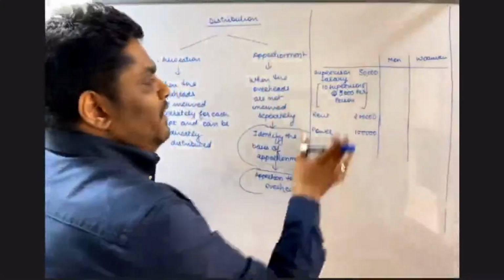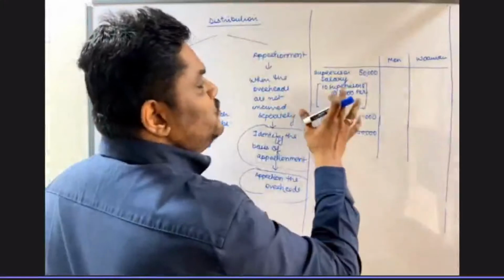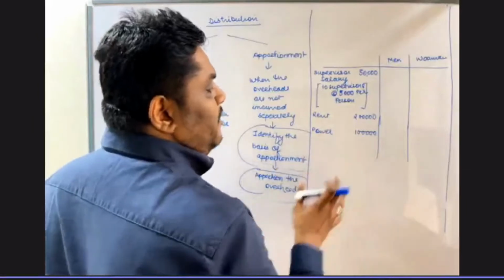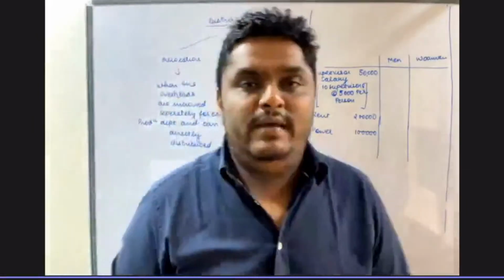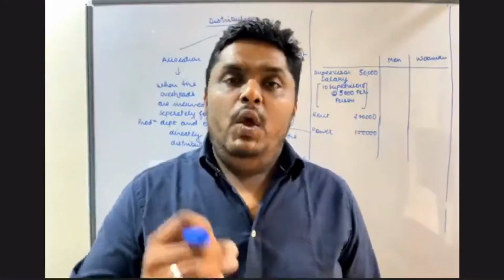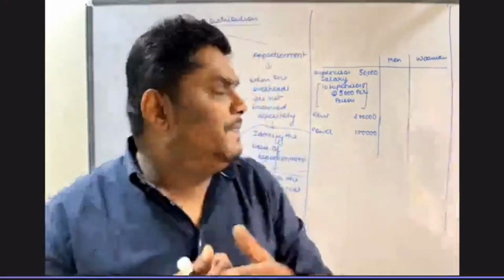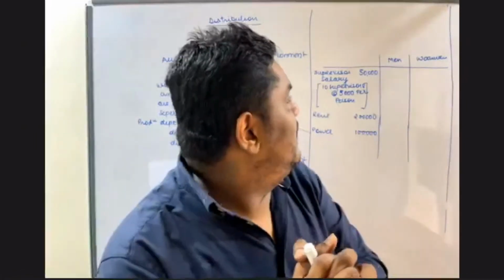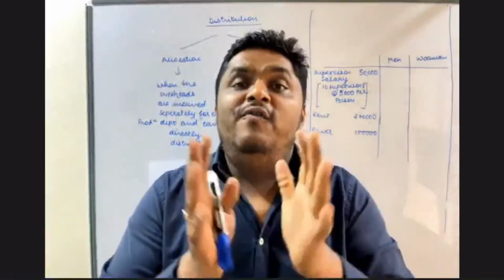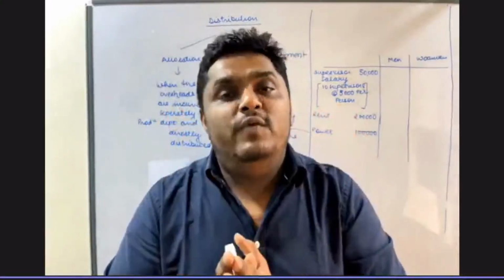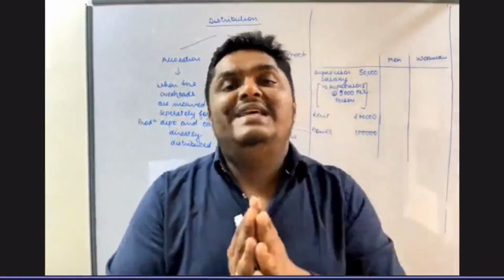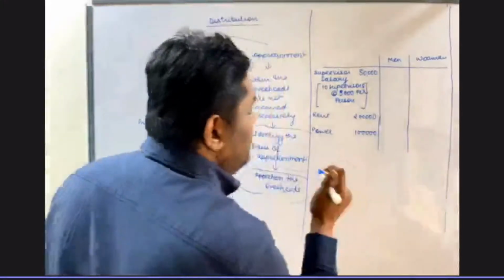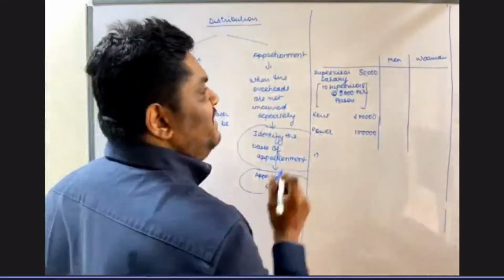So let's say we have incurred three overheads. First one is supervisor salary 50,000, rent is 2 lakh, and the power cost is 1 lakh. Now guys, when talking about allocation, let's say the information is given in the question that out of 10 supervisors, 4 supervisors are appointed for the women's division and 6 supervisors are appointed for the men's division. I repeat again, the information is given in the question.